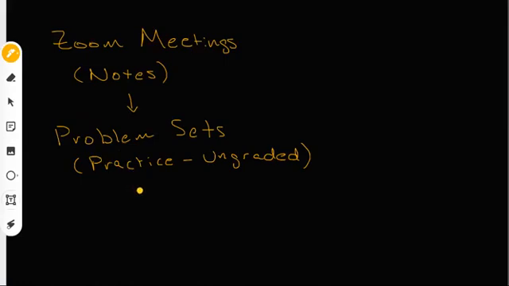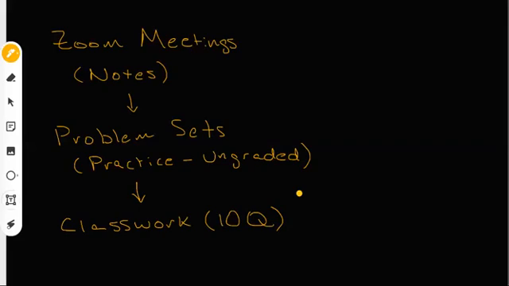I'm not going to grade them. So they're not going to show up on your assignment list. But once you're done with the problem sets, you're going to try the classwork. You're going to try the classwork, which is going to be graded. So this is where your grades are going to come from. The classwork is usually going to be 10 questions. Sometimes I do more than 10 questions. Sometimes I do less, depending on what topic we're covering.